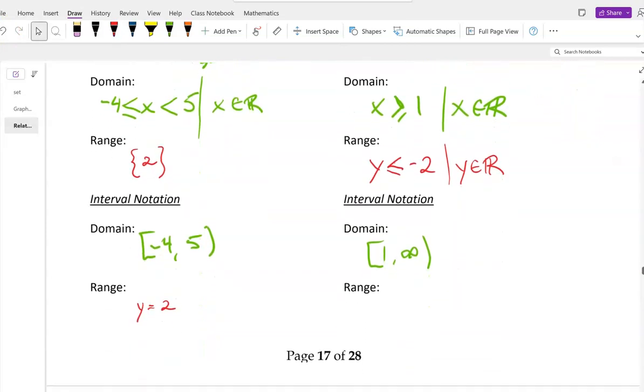Interval notation. Lots of people are going to do this. They're going to say -2 to -infinity. If you do, I'm going to mark it wrong. It should be -infinity to -2. It must be in that order.